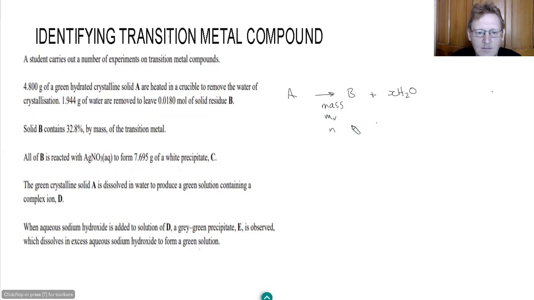moles of B is 0.018 and mass of water is 1.944. The mass of B must be A take away the water, which is 4.8 take away 1.944, which is 2.856 grams.